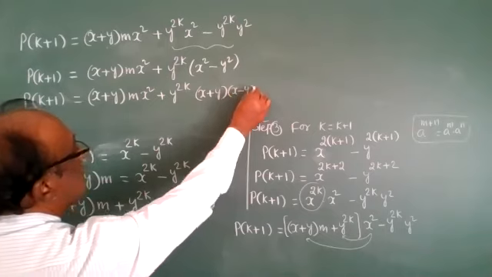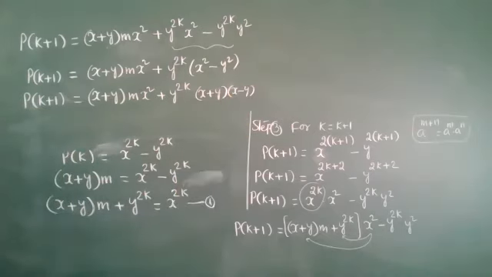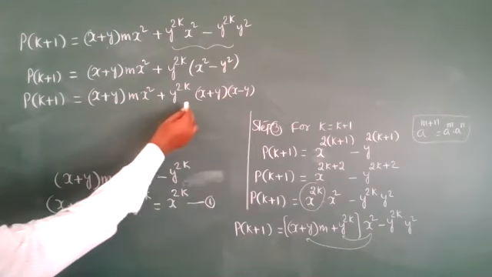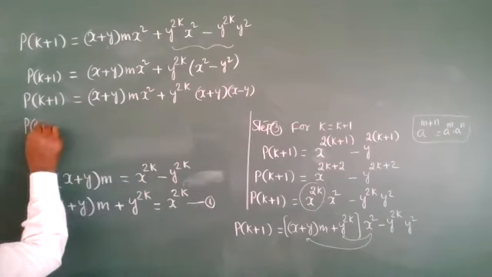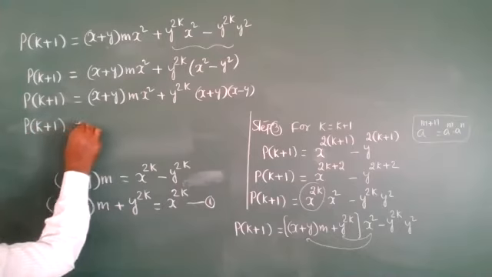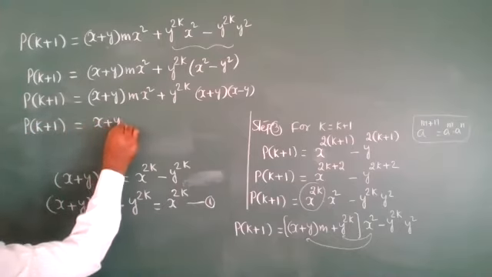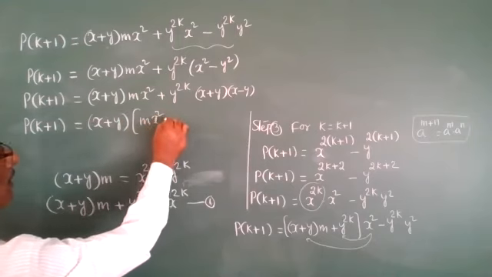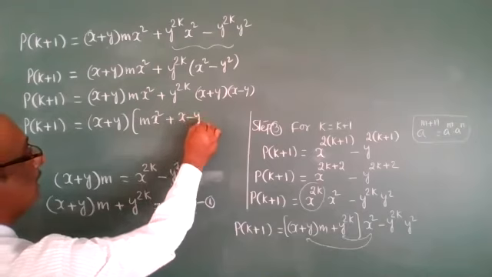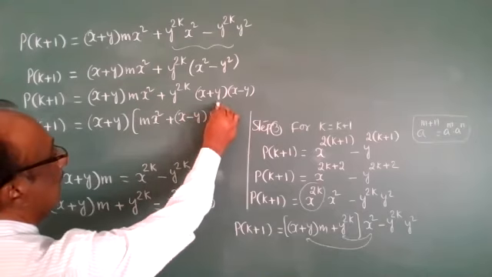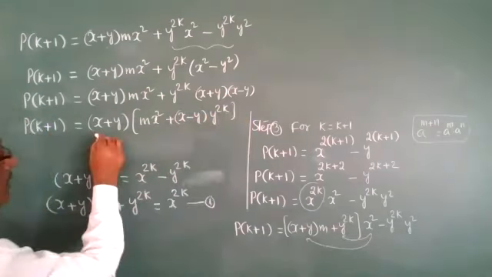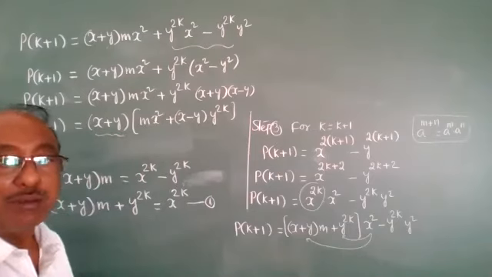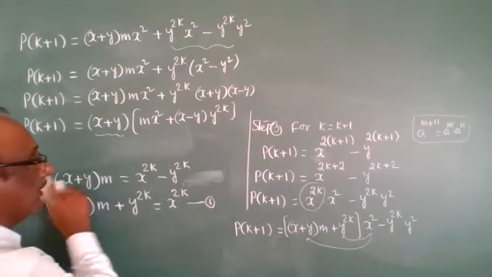Now what is the common factor you can see? So x plus y is common. P of k plus 1 is equal to x plus y is common. What is remaining is m x square plus (x minus y) into y power of 2k. So one of the factors is x plus y, which means it is divisible by x plus y.